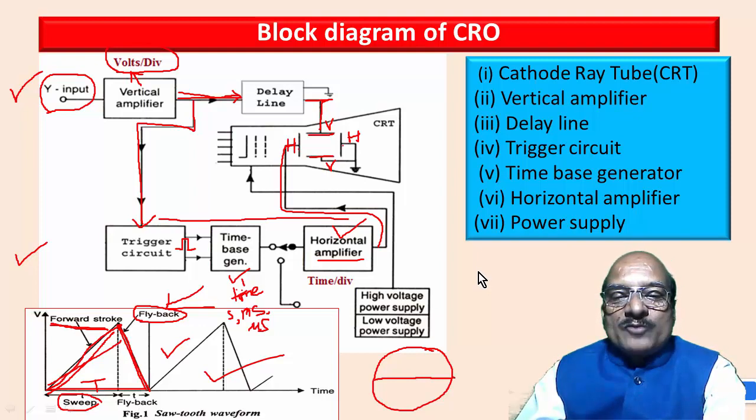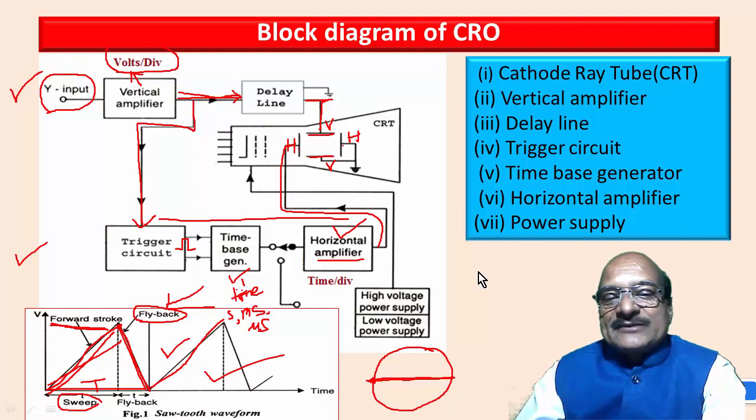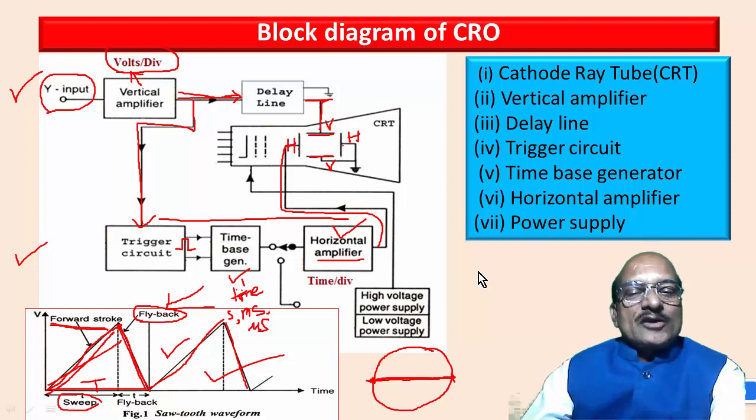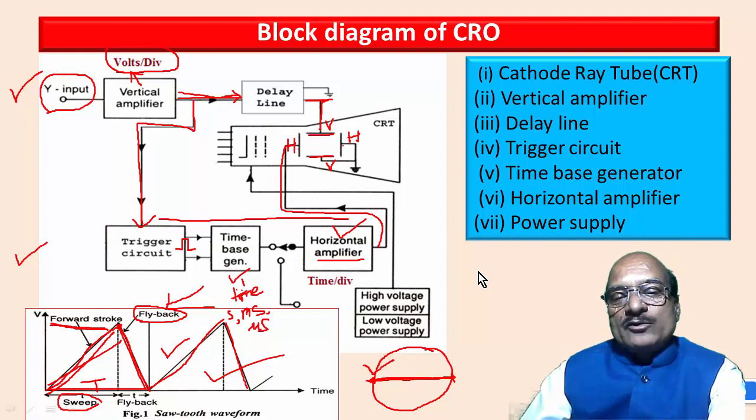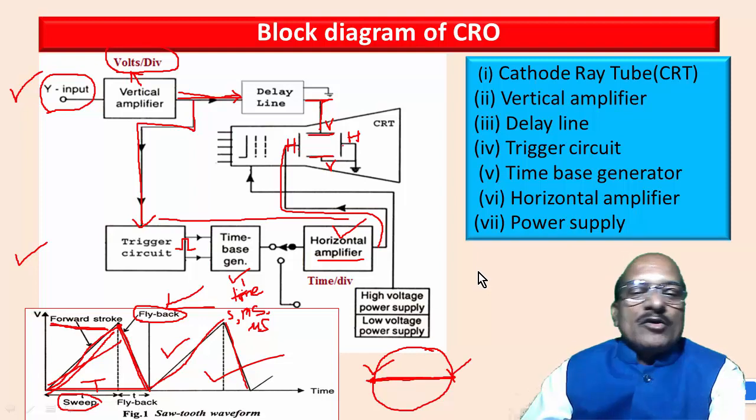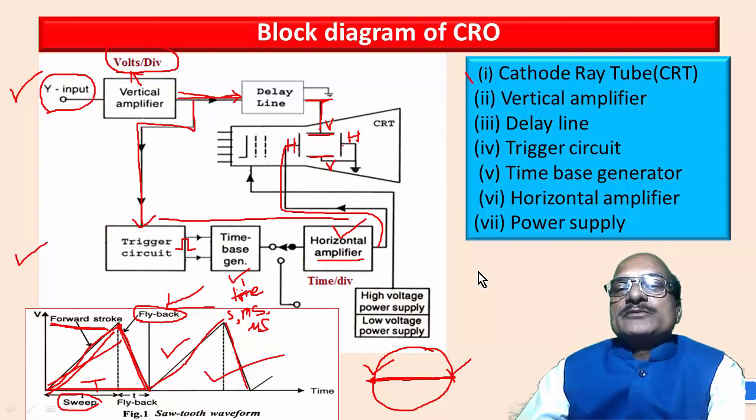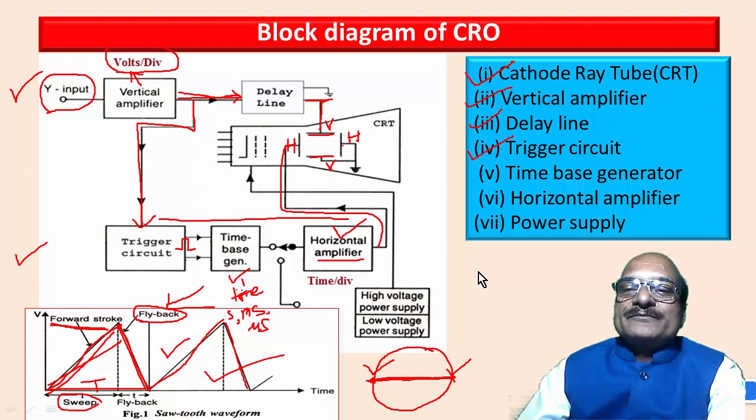And therefore, the electron spot comes back to the left-hand side, and the next cycle begins. Again the spot starts deflecting towards the right, reaches the right end of the screen, and when the voltage suddenly falls to zero, it comes back. This sawtooth voltage moves the electron spot from left to right on the screen. This is its main function. So I have explained the cathode ray tube, vertical amplifier, delay line, and trigger circuit. The trigger circuit provides a small pulse to the time-base generator, which starts producing the sawtooth waveform. Then this is applied to the horizontal amplifier, and then it goes to the horizontal deflecting plates.